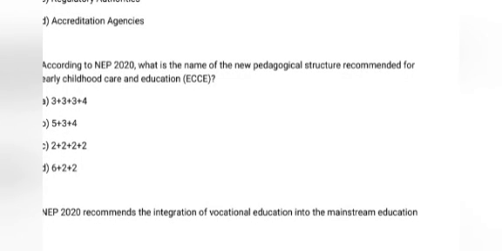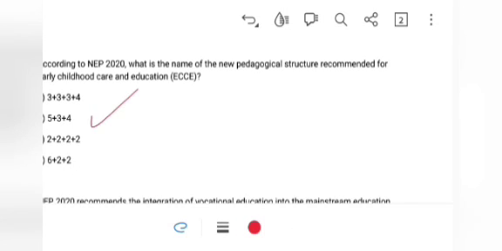Next, according to NEP 2020, what is the name of the new pedagogical structure recommended for early childhood care and education, ECCE? 3+3+3+4, 5+3+4, 2+2+2+2, 6+2+2+2. It will be 5+3+4.